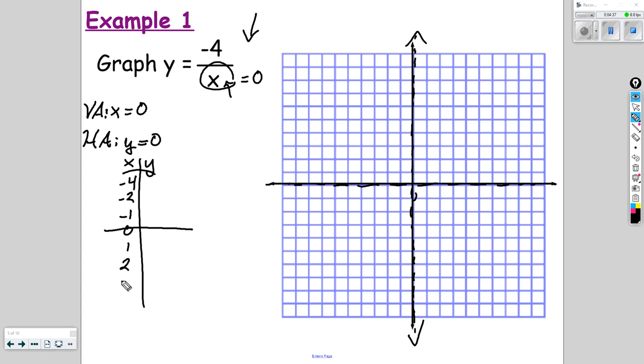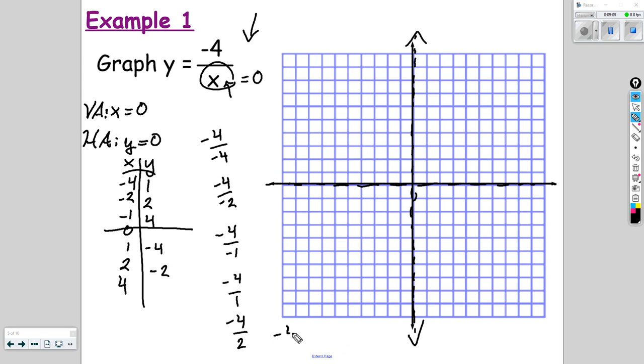I'm choosing some values that are going to give us some relatively nice and neat output values. So I'll start with negative 4. Obviously, if we have negative 4 over negative 4, that would give us 1. We have negative 4 over negative 2, that would give us positive 2. If we have negative 4 over negative 1, that would give us 4. And then let's move into the positives. Negative 4 over positive 1, that would give us negative 4. Negative 4 over positive 2, that would give us negative 2.